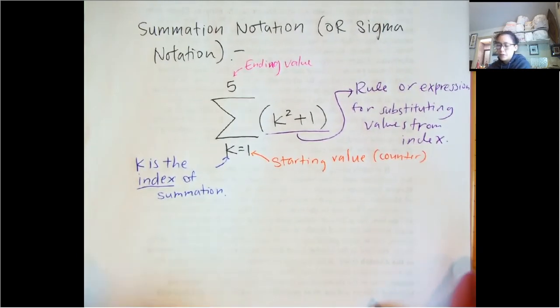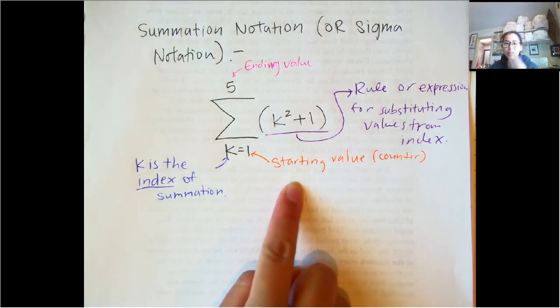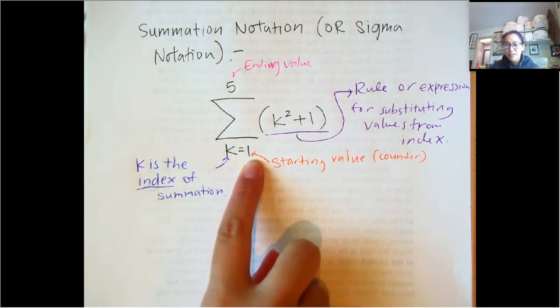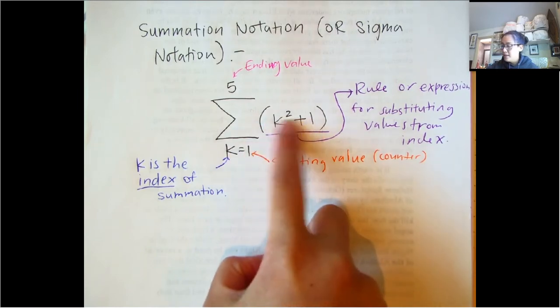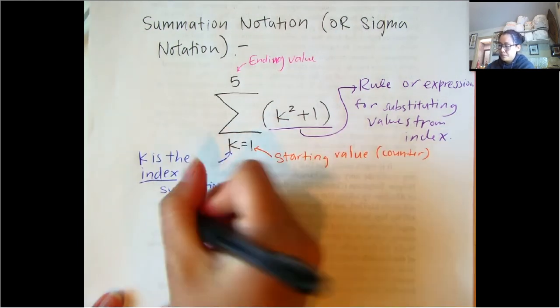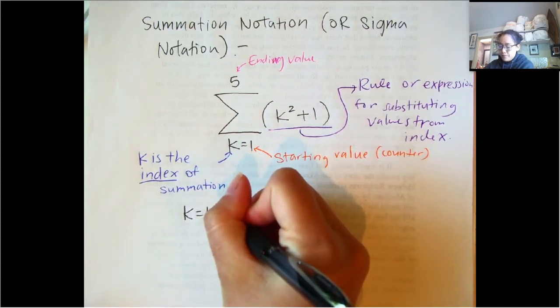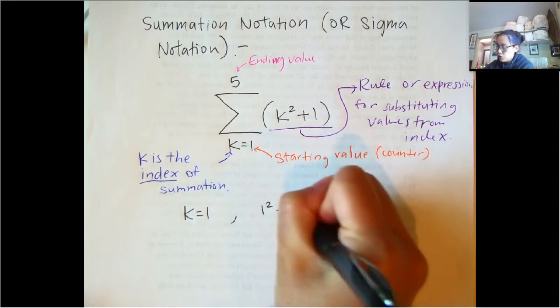Okay, so specifically something like this will evaluate to an actual number. And the way we evaluate this is you start at k equals 1, you go up to 5, and you plug in every number into the rule or the expression that they gave you. So for this one, we start with k equals 1. So 1 squared plus 1, that's 2.